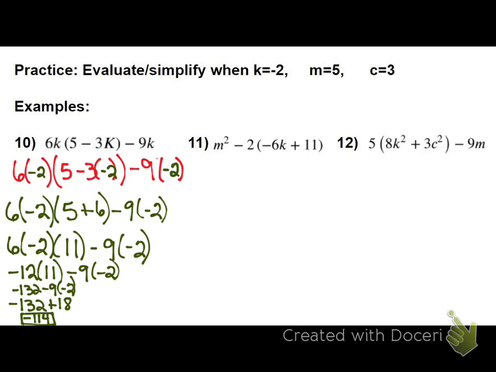All right, let's move on to number 11. So number 11 has 2 different variables we're going to substitute for. So I'm going to start with m squared minus 2 minus 6, parentheses for my k, plus 11, parentheses. Okay, so I need to substitute for m, and I need to substitute for k. What do I substitute for m? 5. So I'm going to plug in a 5. And what do I substitute for k? -2.